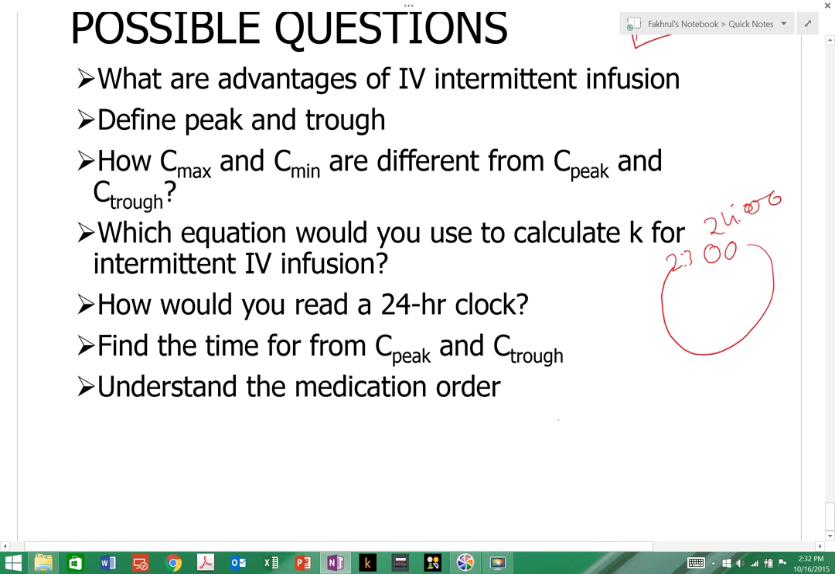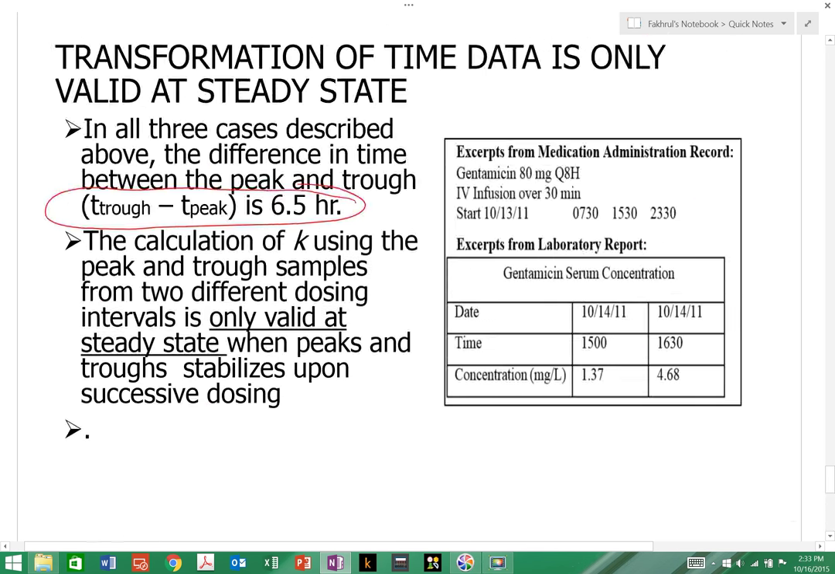Always remember, for example, this C trough is 15 hours. This is the C trough time. And the C peak time would be 16:30. So if you move this forward, you have to add 8 hours here. If you want to push this backward, you have to subtract 8. Another option is to just use the difference. Understand the medication order. What does it mean to understand the medication order?